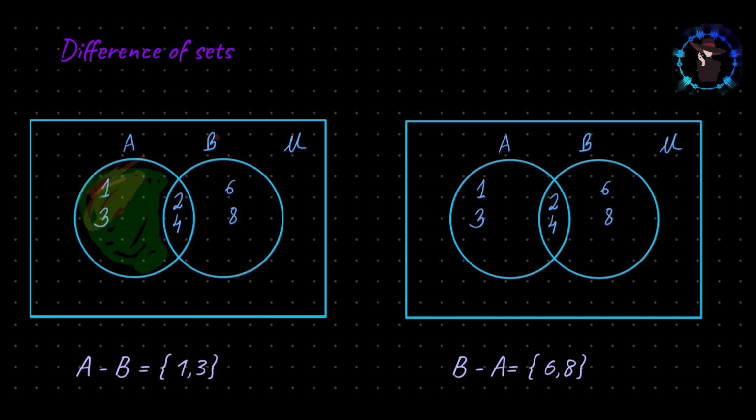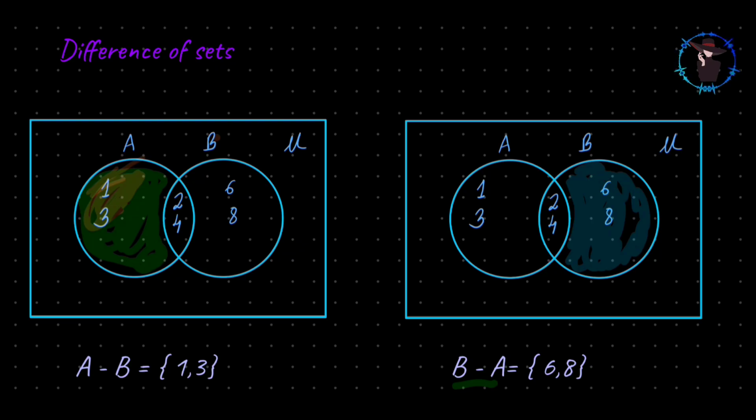We are not even going to take the intersection part. So, A minus B is 1 and 3. We also don't take the elements that are present in A which are intersecting with the other set. Whereas here, if we are taking B minus A, we are only going to take these elements of B, only this part. We are not going to take any intersection ones of A, that is 6 and 8.